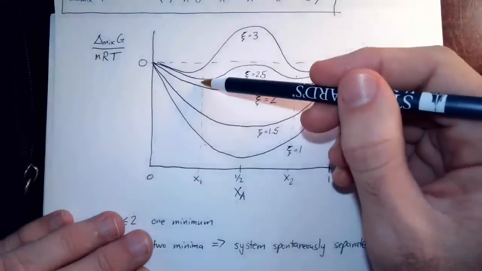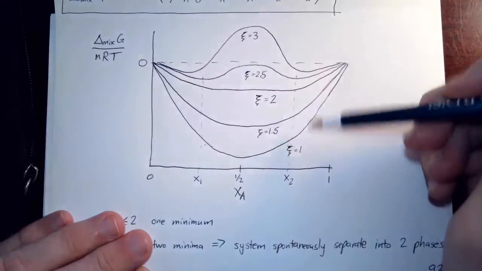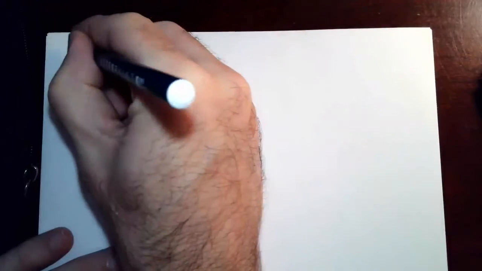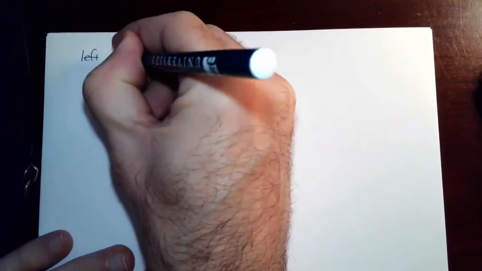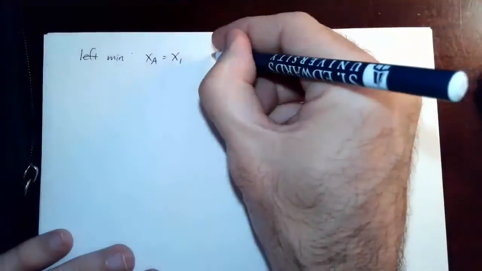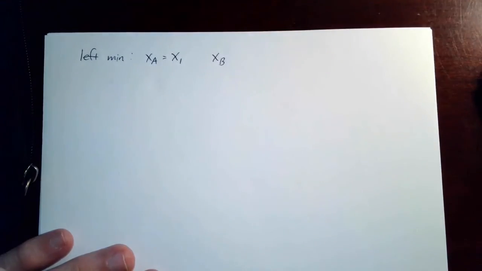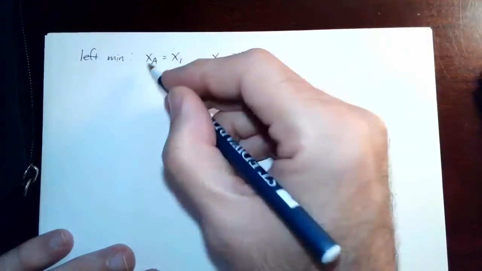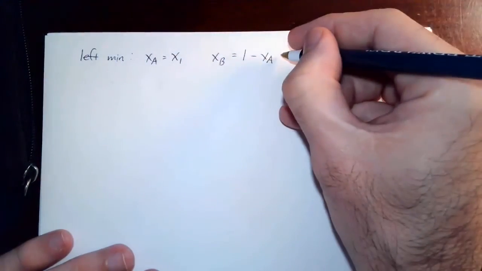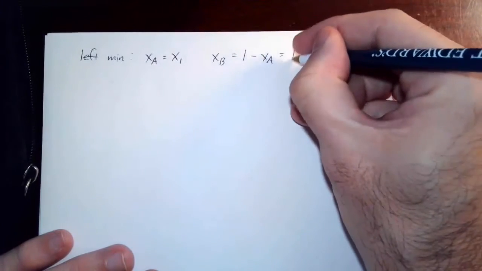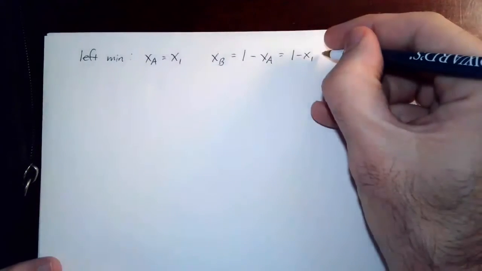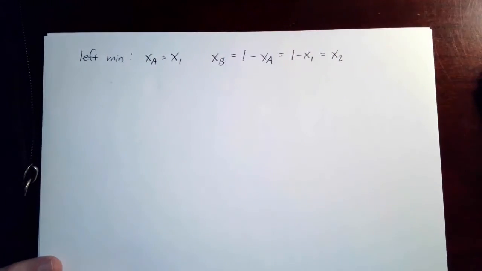Okay, so at the left minimum, XA is equal to X1, and at the right minimum, XA is equal to X2. So at the left minimum, XA is equal to X1. So what is XB? Well, this is a binary mixture, so if this is XA, then XB is 1 minus XA, which is 1 minus X1, which is X2, because it's symmetric.